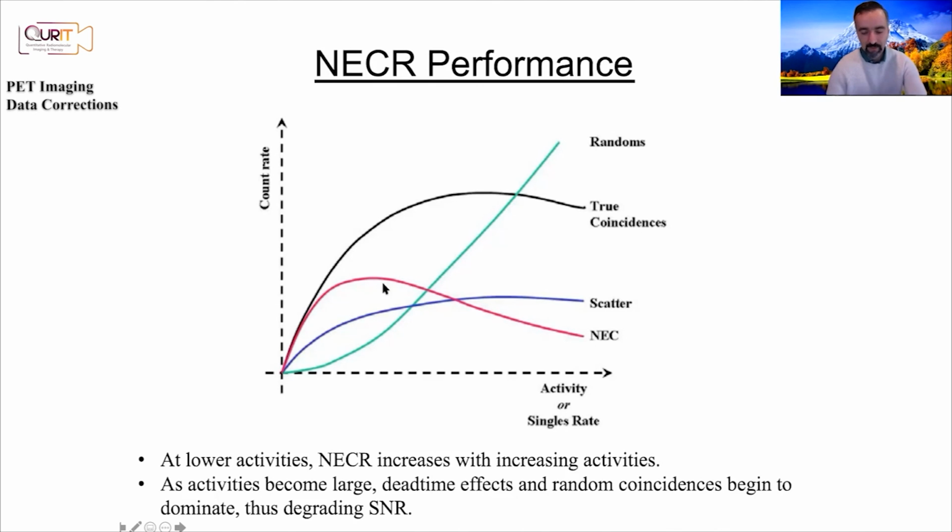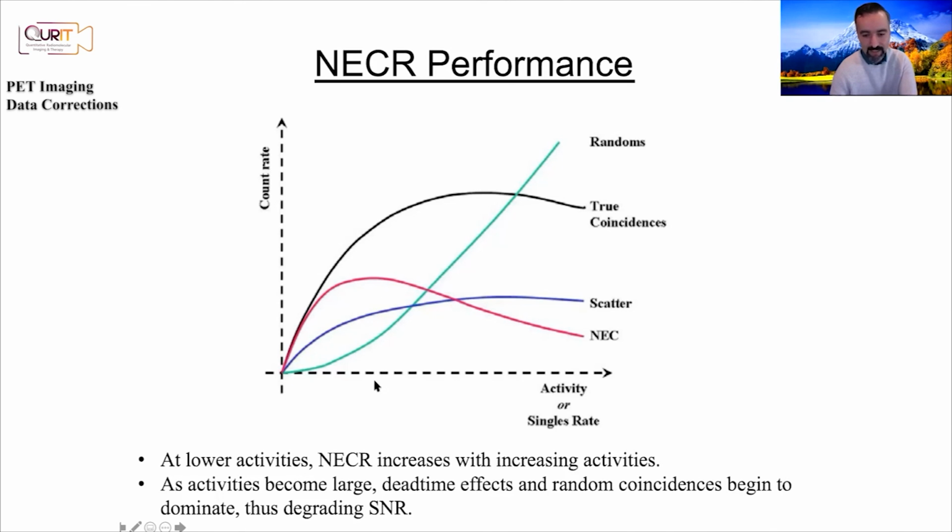And when you use that formula that we had here and plug it in, that gives you the NEC curve. Now look at this amazing curve. This curve tells you that too much activity is bad because the NEC curve comes down. Too much activity is bad. Why? Because randoms are totally dominating. And also by this time, the true counts have gone down because dead time is starting to dominate. This is not going up linearly. Dead time is hitting this one, for example. And also randoms are totally dominating.